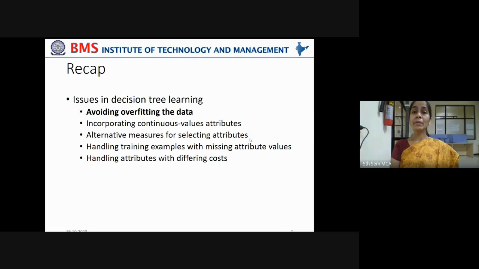It should not be misunderstood that overfitting is good performance, because overfitting will give good accuracy on the training data but not on test data, which we have seen with the help of some graphs, right? So you should understand that overfitting should not be mistaken as good accuracy, right?